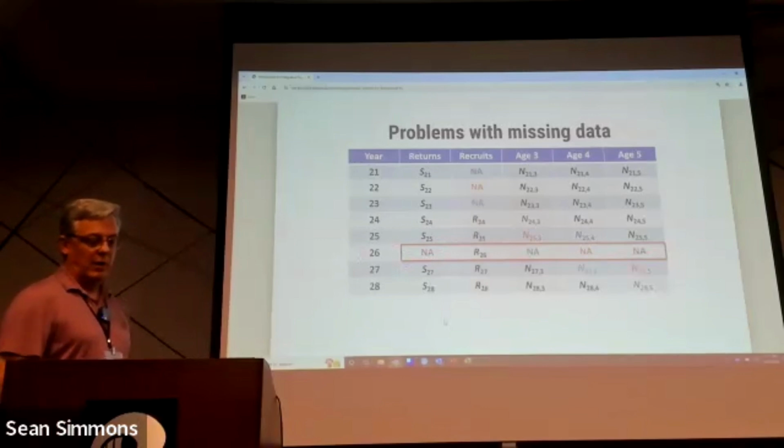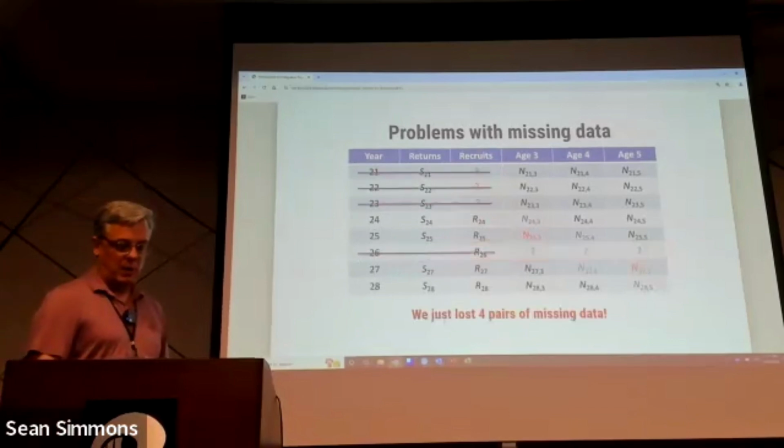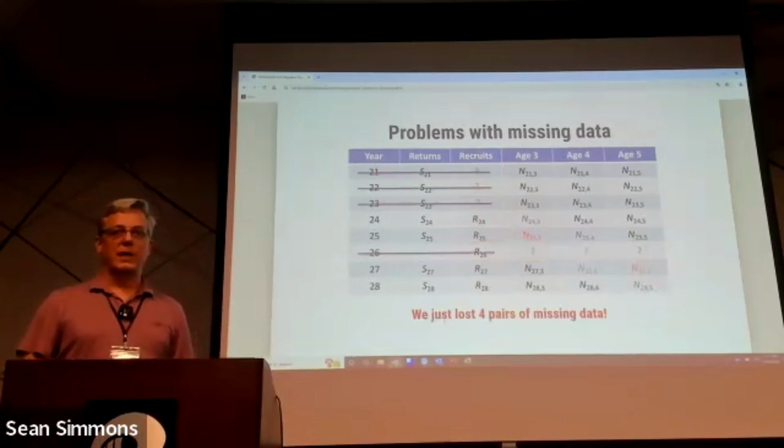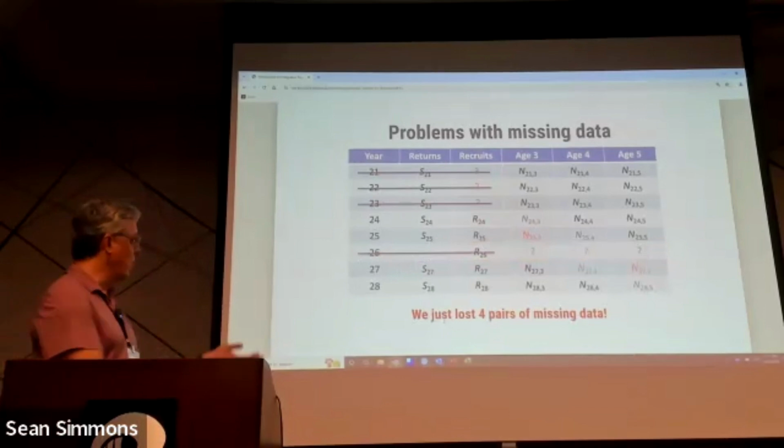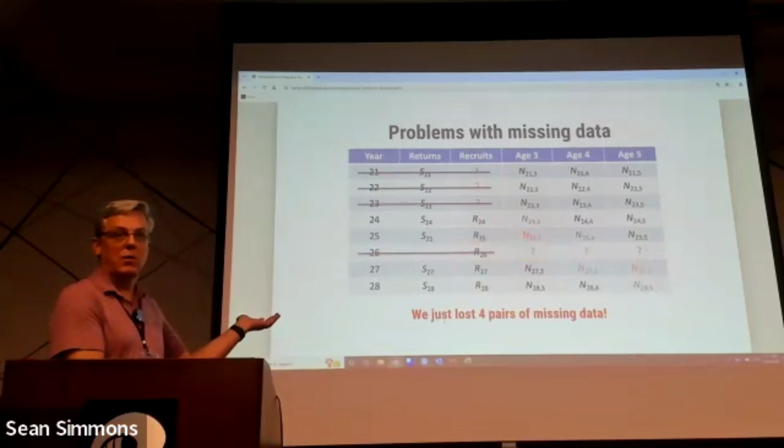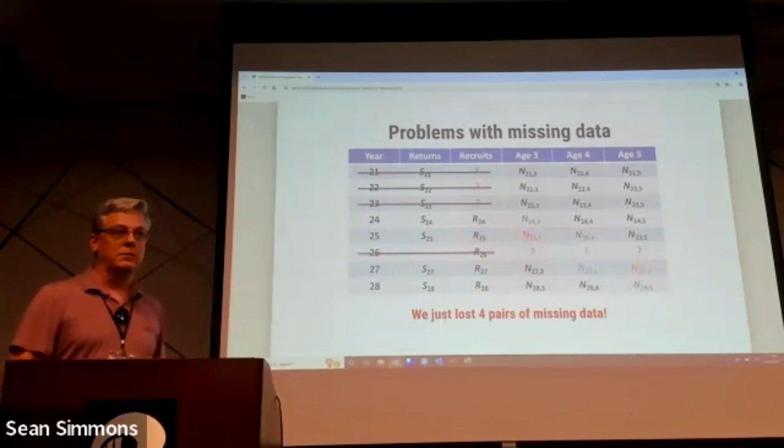And once we fill out our brood table, we end up with a situation where these are missing, and we can't compute recruits here, nor can we compute returns there. We just lost 4 pairs of data for our regression analysis. Okay, and if you only had maybe 20 to begin with, now we're down 20% of our data. That's not great.